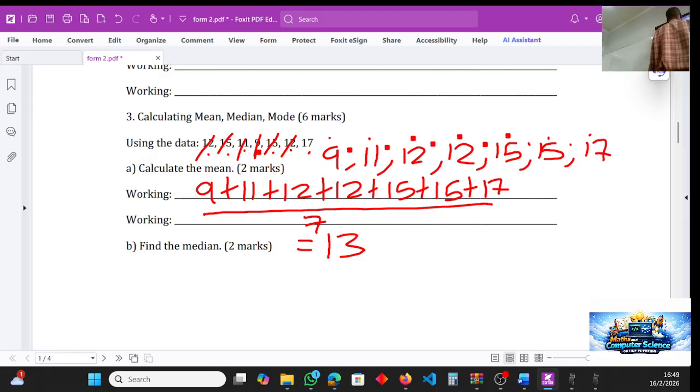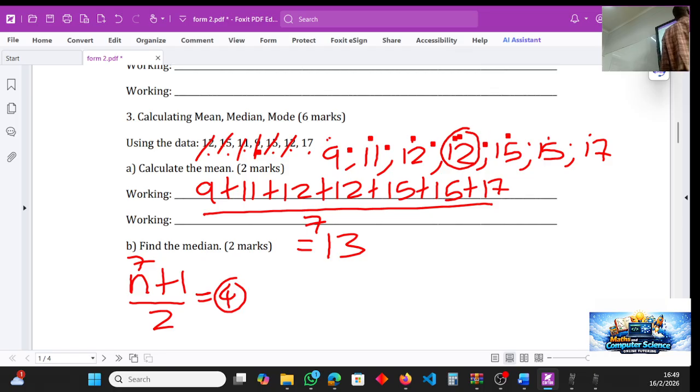Then the next question, I'm required to find the median. Median is the value which is occupying the middle position. And we get it from a formula which says n plus 1 over 2. This is a formula which helps us to locate the position of the median itself. We saw earlier that our n is 7. So it's 7 plus 1, that's 8, divided by 2. What it means is our median is going to be on the 4th position. So when I count, it's 1, 2, 3, 4. So this is our median. I can come to say for this data, the median is 12.